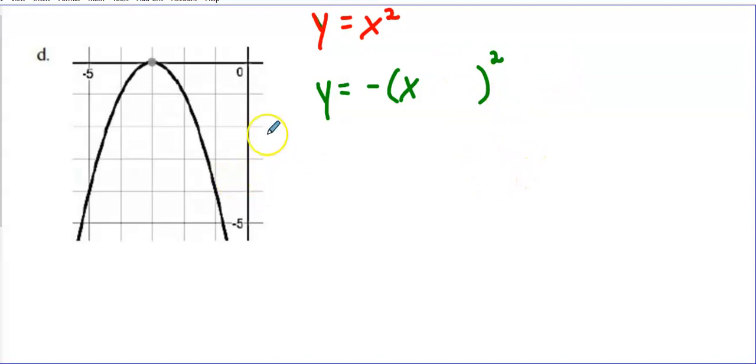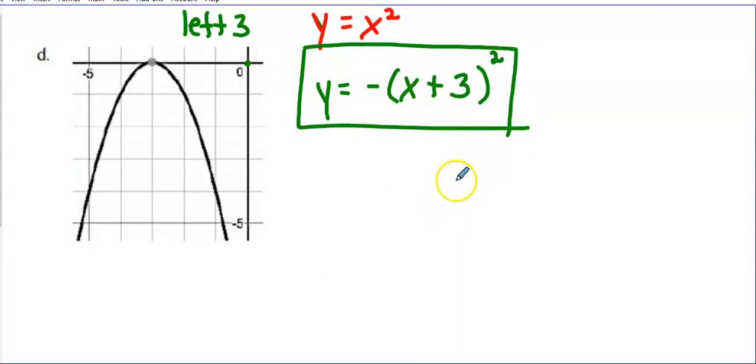So let's see. It's moved from the original vertex right here. It moved left 1, 2, 3. And then it didn't move up or down, so I'm not going to have anything out here on the outside. Left 3 is going to be a plus 3. So that's my new equation, and you could go over to Desmos, graph it, and see if it looks like this. Okay, there's no compression or dilation here either. There's no stretch or compression because it's exactly, so you've got your 1, 1, and then you've got your 2, 4. So it's just the parent function reflected.